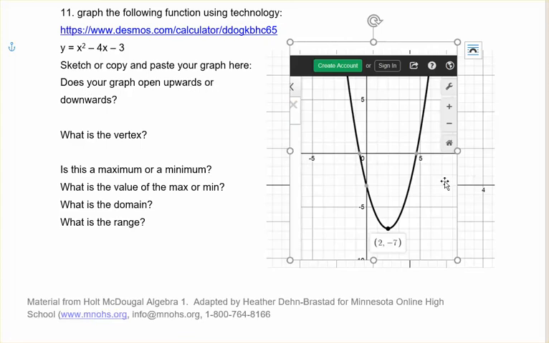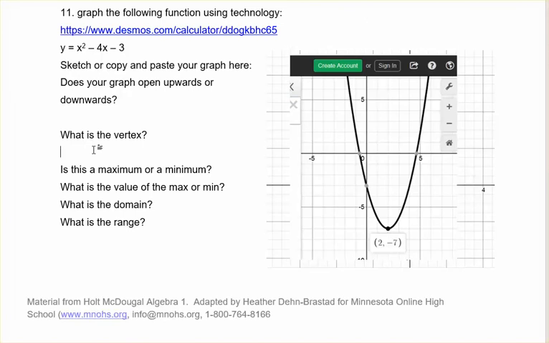So we're going to answer these questions looking at the graph. Does your graph open upwards or downwards? Well, you can probably tell it opens upwards. What is the vertex? Remember, I found that point, and I even made it show before I did my screenshot. So you would just have to type 2, 7 here. -7, sorry. And is this a maximum or minimum? It's a minimum. You can highlight these if you want instead of retyping them.